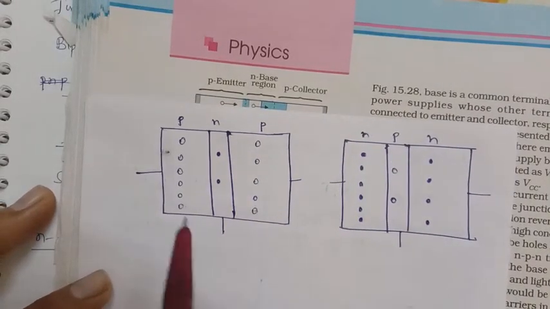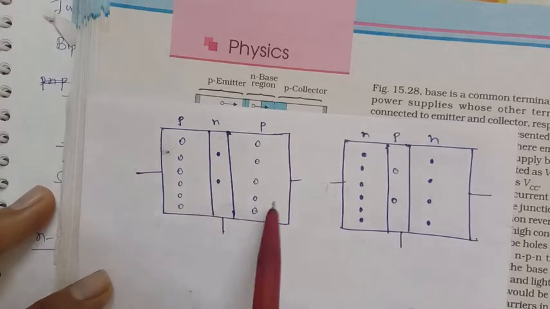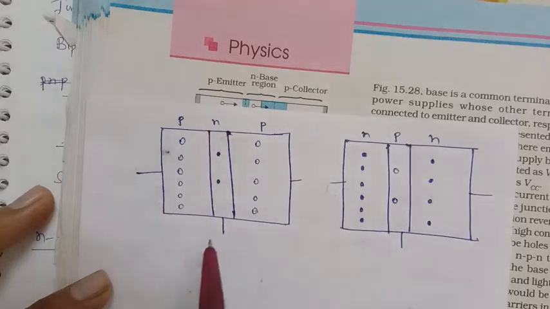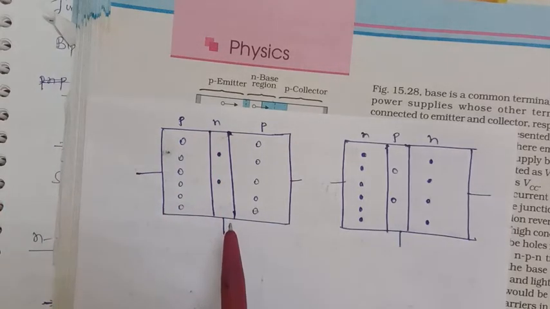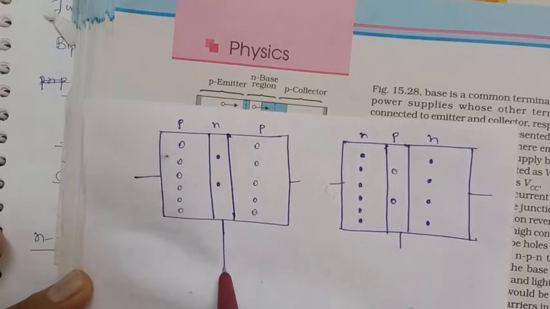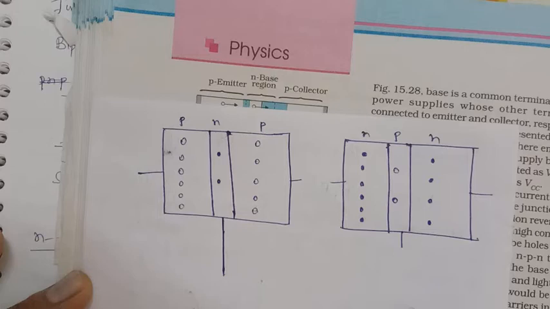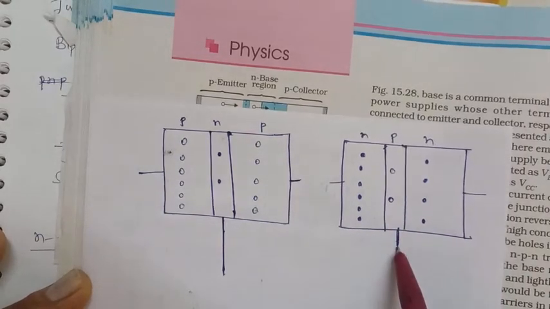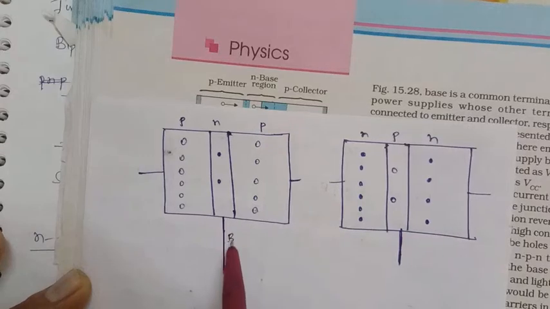First of all, in the PNP transistor and the NPN transistor, it is the common base transistor. What is that? Common base transistor. In a common base transistor, the base is common. Here in the NPN transistor, the base is common here. It is the base.